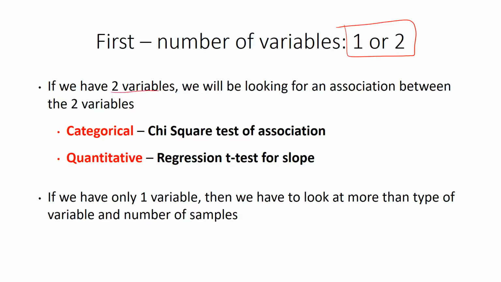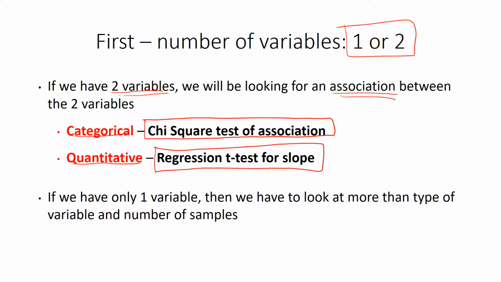If we have 2 variables, that's the easier case. We'll always be looking for an association between the 2 variables, and we'll never have more than 1 sample. If the variables are categorical, we will use a chi-square test of association. That's also sometimes called the chi-square test of independence. If the variables are quantitative, we will use a regression t-test for slope.